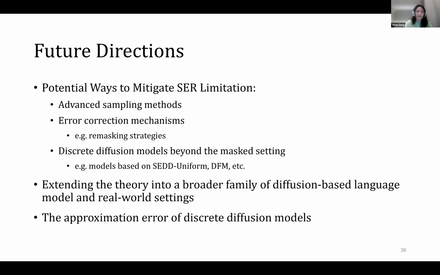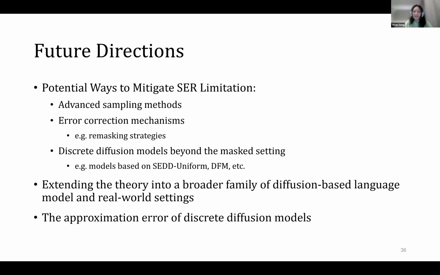Actually, I would say that sampling methods and remasking mechanisms are to some extent equivalent, because we just generate the sequence at time zero and we mask it at time s. So I would say they're just two sides of one problem.